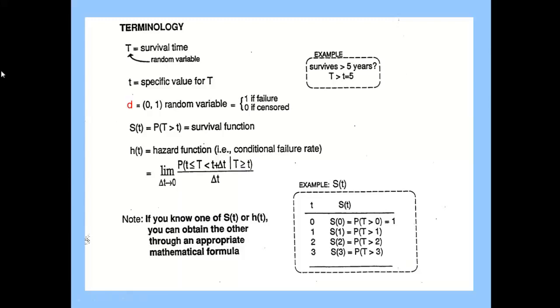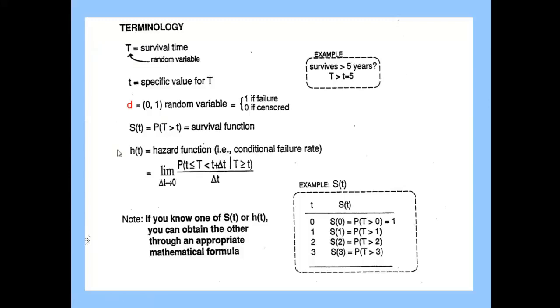Now, this numerator is a probability statement, right? So it's got to be a number between 0 and 1, right? But a hazard function, which is a rate, is not a function between 0 and 1. A hazard rate, the lowest it could be is 0. And a hazard rate has necessarily no upper bound. What makes this not a probability?